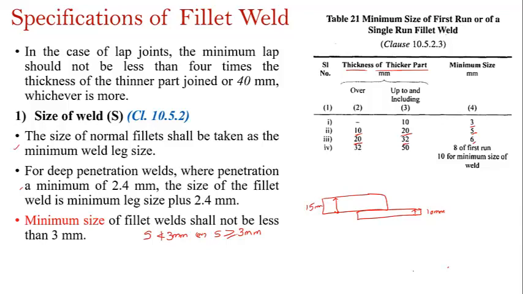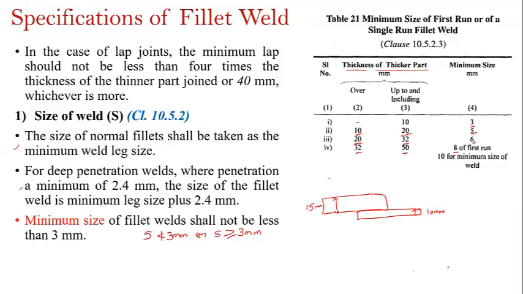And the last criterion is if the thickness of the thicker part is between 32 to 50 mm, then you have to provide 8 mm for the first run and 10 mm for the minimum size of weld. So these are the conditions based on the thickness of the thicker part or thicker plate.